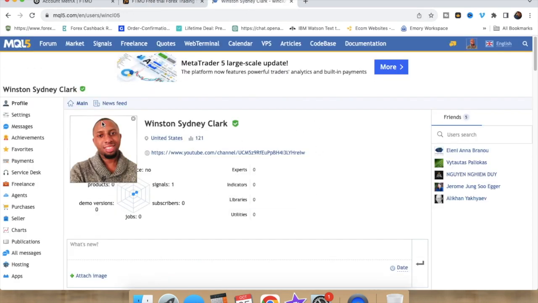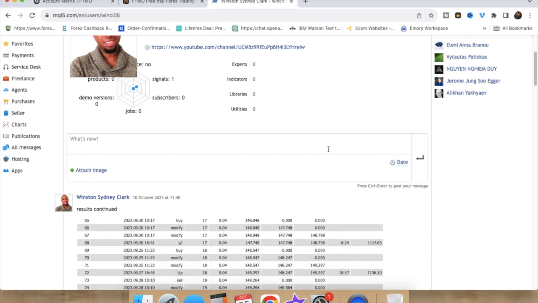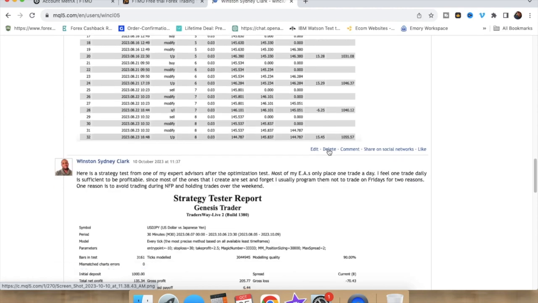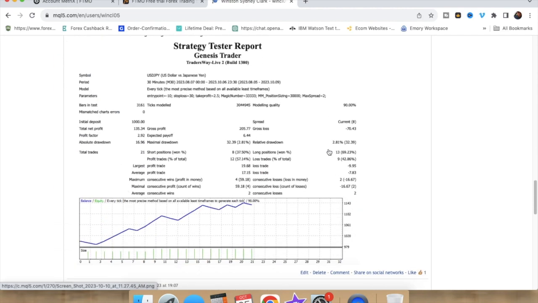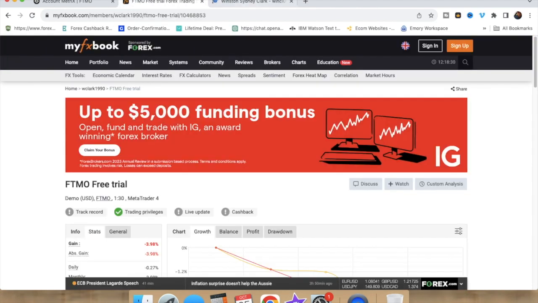Here is also my MQL5 profile. I've been trying to stay consistent with trying to post on here as well. As you can see, I have some things that I posted down here, my strategy tester report, and I actually have some friends. So yeah, just go ahead and check out some of my profiles and stay tuned.